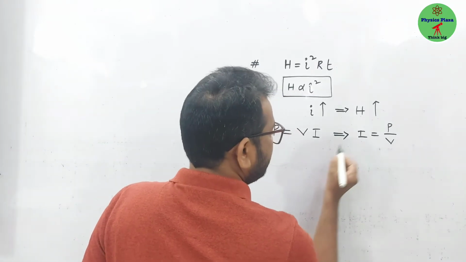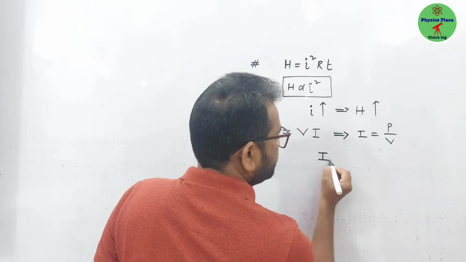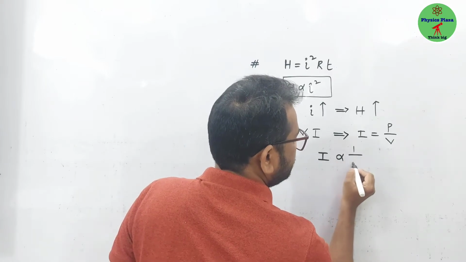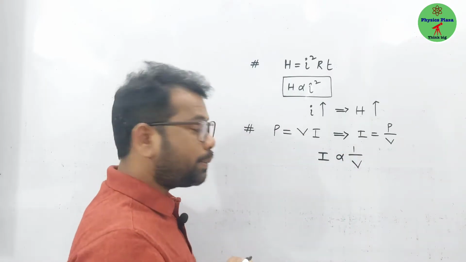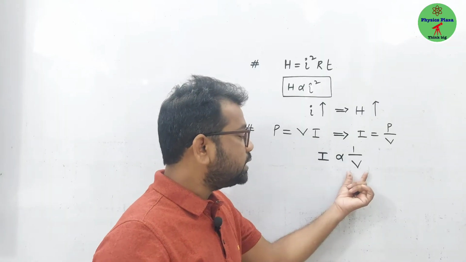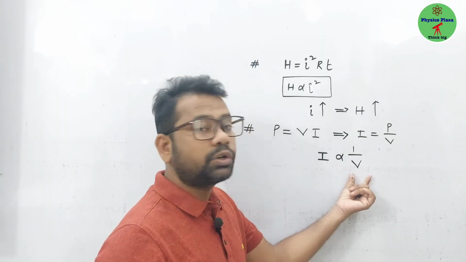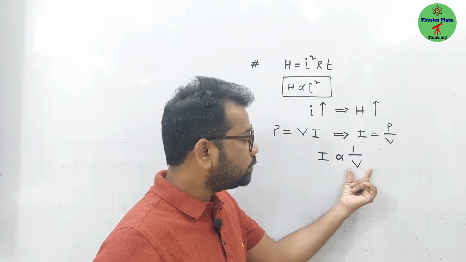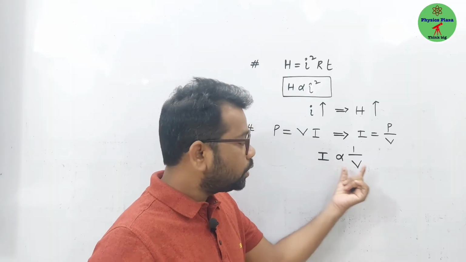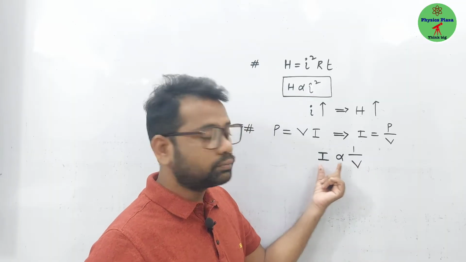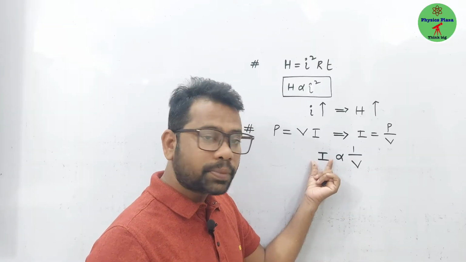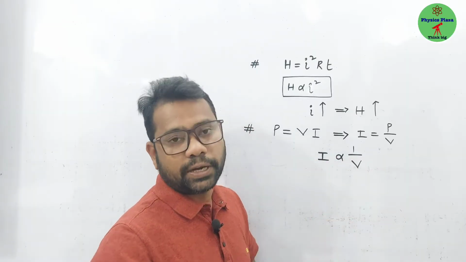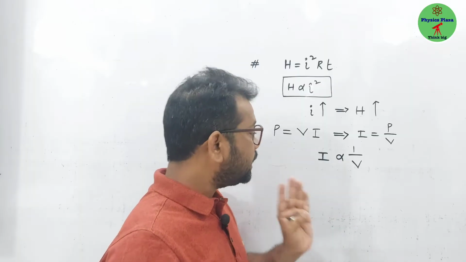Yes. So for a given power, I is inversely proportional to V. I mean, here, I is inversely proportional to the voltage. The higher the voltage, the lower the current. The lower the voltage, the higher the current. Is that clear? Fine.